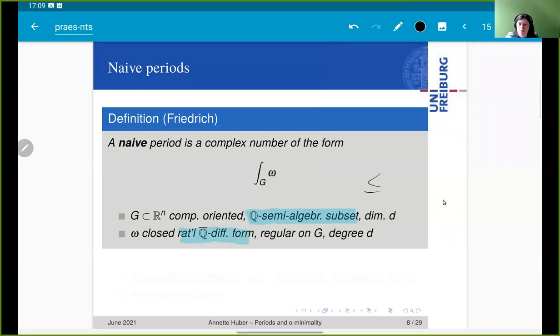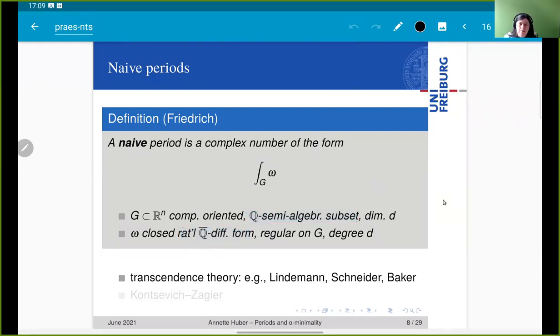This precise version of the definition was written down by Friedrich. This version of the definition shows up in traditional transcendence theory, going back to people like Lindemann, Schneider, Baker. Of course, they didn't have the notion of a period or this definition, but these were the type of numbers that we're looking at. It's very similar to a definition that you can find in a very influential paper by Kontsevich and Zagier on period numbers. It's not precisely taken from there, but very similar in spirit, and in fact equivalent to their definition.